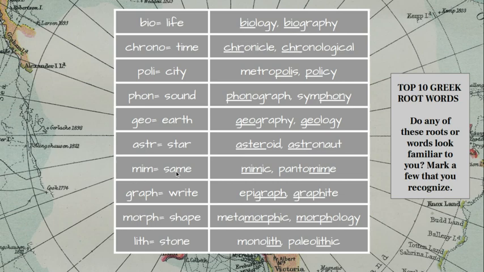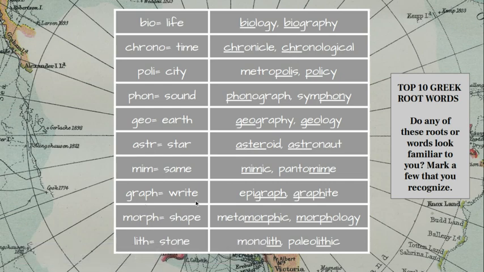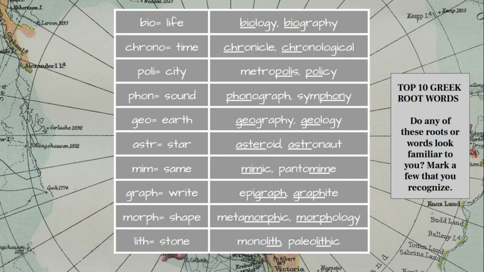Mim, meaning same, like in mimic or pantomime. Graph, meaning write, like in epigraph or graphite. Morph, meaning shape, like in the word metamorphic or morphology. The last one, lith, meaning stone, like in the word monolith or Paleolithic.